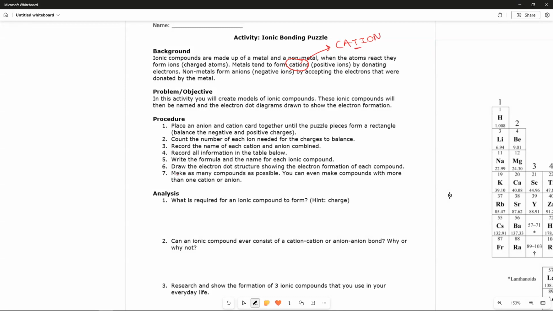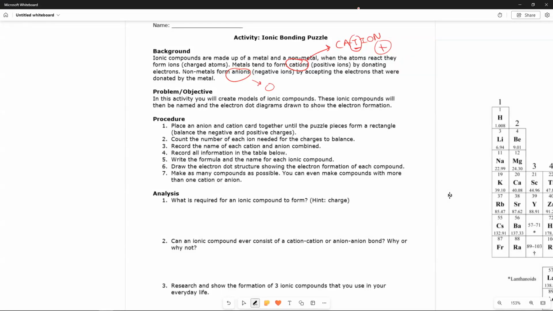Cat has a plus in it, so it's a T, right? It looks like a plus, so it's a positive ion, formed by donating electrons. Nonmetals form anions, which are negative. There's no great way to remember that. Just remember, I guess, onions make you sad, which is negative, if you cry. If you cut onions, it makes you cry, which is negative, which is sad. Anions form by accepting the electrons that were donated by the metal.